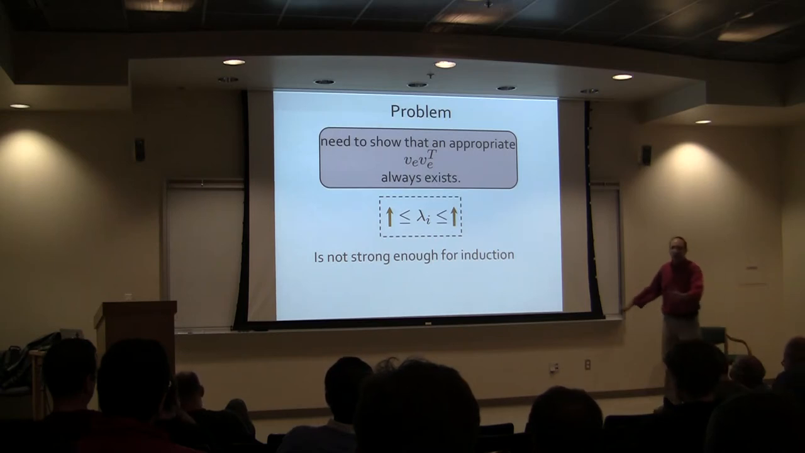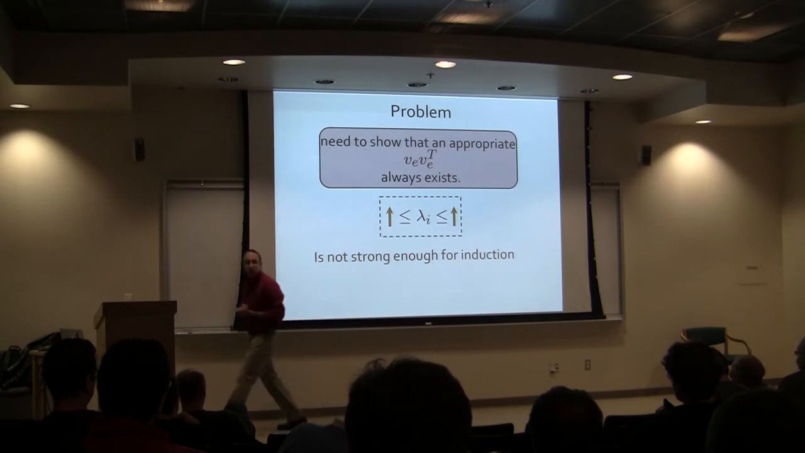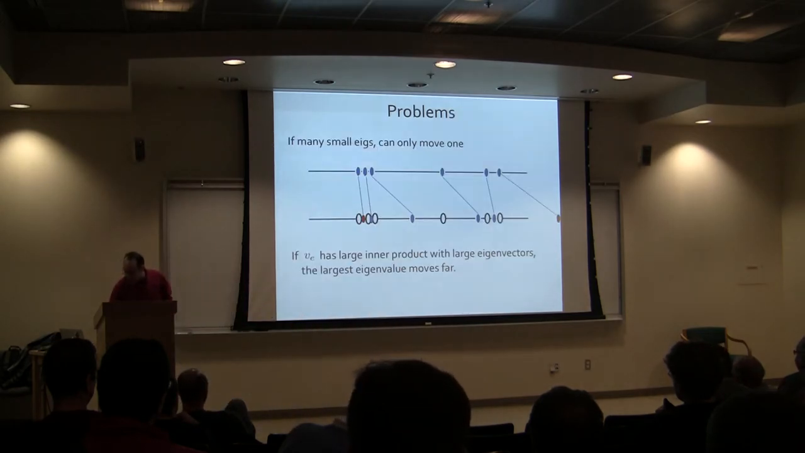So just assuming that all the eigenvalues are between two things does not tell me there's always a vector I can add that will go forwards. Let me show you why. There are two problems.